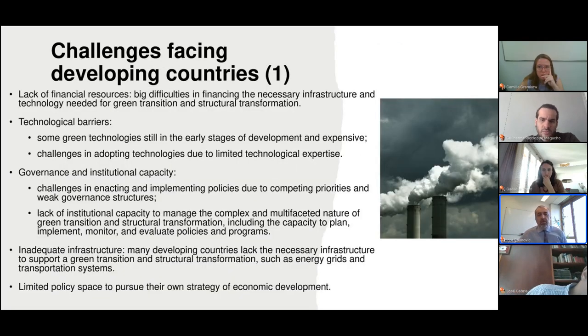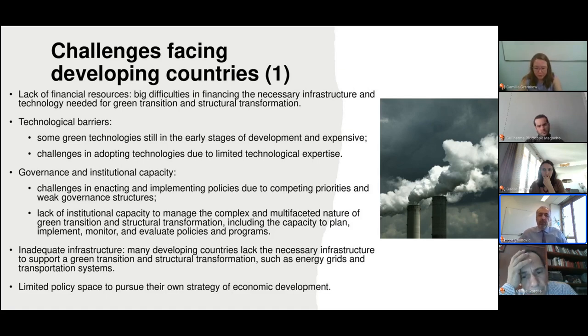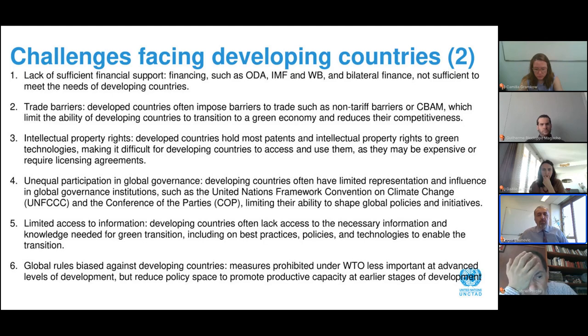So, some of the challenges facing developing countries. First, lack of financial resources. They don't have the kinds of financial resources needed for green transition. Technological barriers, we know that. Governance and institutional capacity, inadequate infrastructure, both new for green but also in terms of older infrastructure, and also limited policy space to pursue their own strategy of economic development. Obviously, these are all internal domestic challenges. But more importantly, there are global systemic challenges.